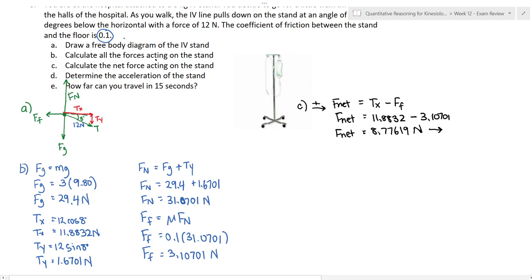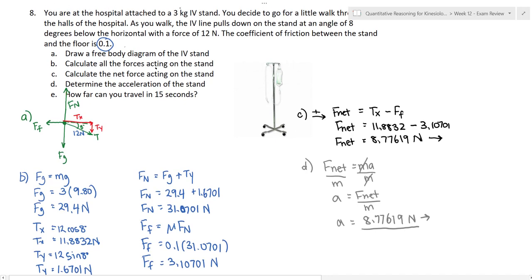In part D, it wants us to find what the acceleration is of the stand. For acceleration, we use Newton's second law, which is F net equals ma, and we can divide both sides by mass, and we're left with a equals F net over the mass, because the masses cancel. So I have a equals my F net, which is 8.77619 newtons to the right, over my mass, which the question told me was 3 kilograms.